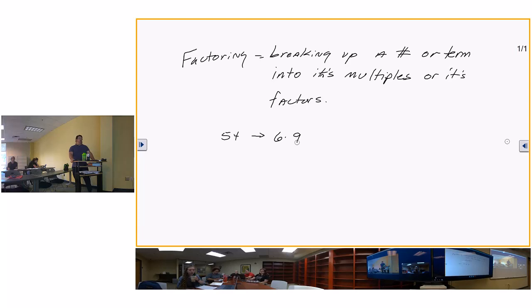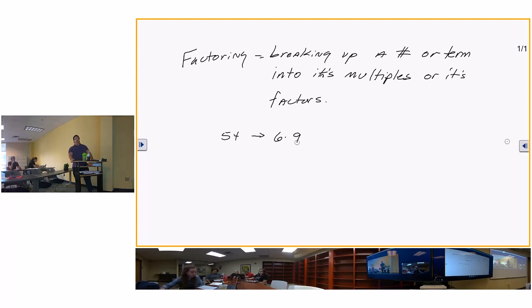Everybody learned them back in the 3rd and 4th grade. Multiplication tables. Nobody ever learned 2 times 27 is 54. Nobody ever learned 2 times 27. But you learned 6 times 9. So whenever somebody asks you to factor a number, you revert back to your multiplication tables.